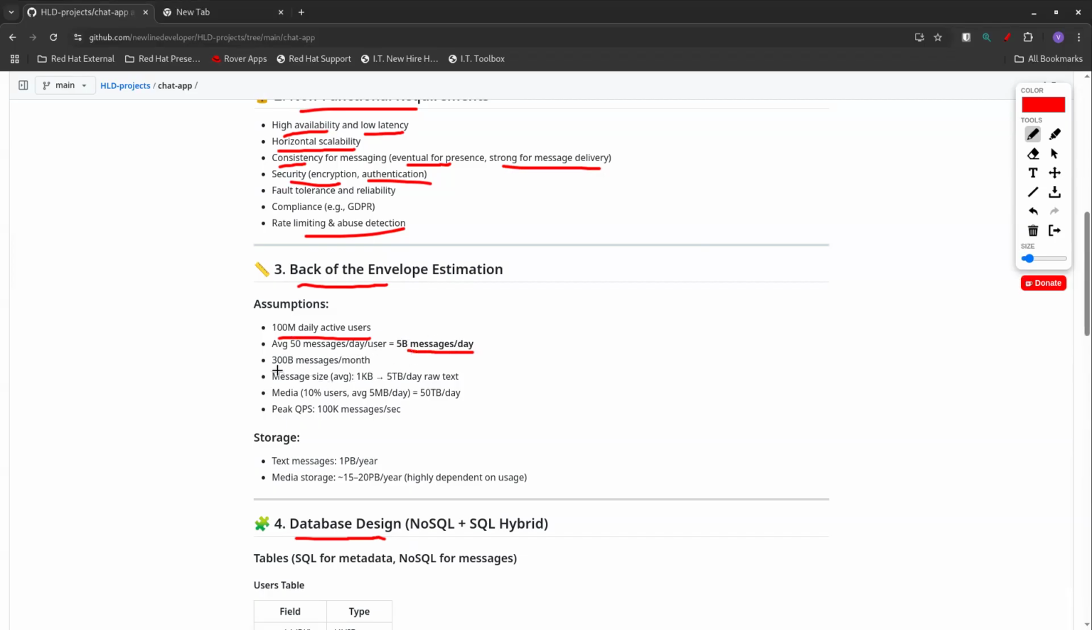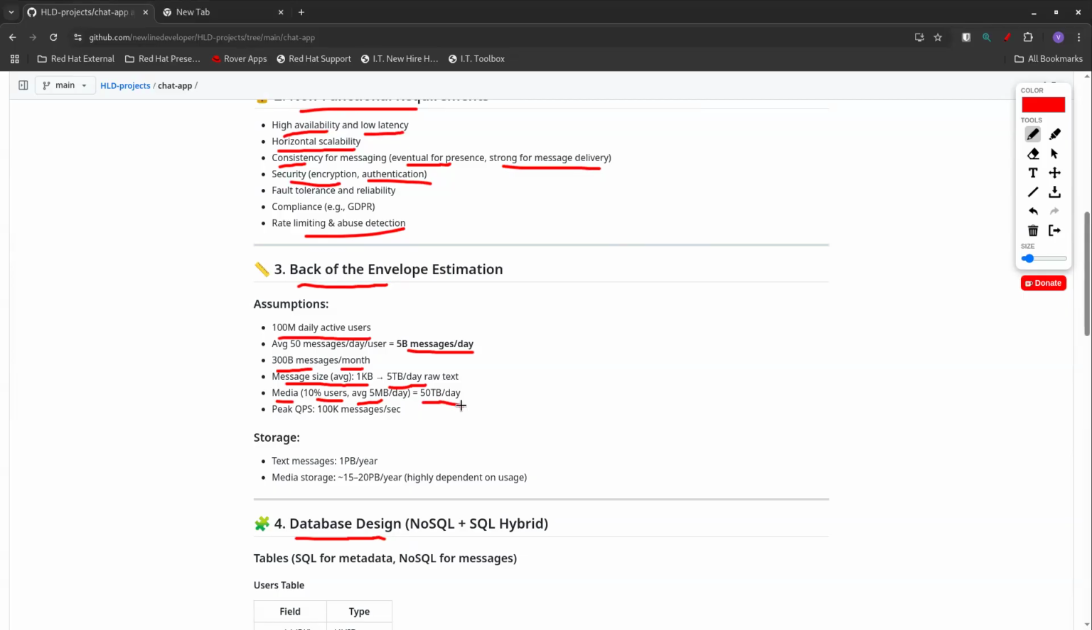So 300 million messages per month, right? And then message size, we can calculate averagely as 1 KB, which is equal to 5 TB per day of raw data for the messages. And then media: 10% of users can send media related content, with an average of 5 MB per day, which is about 50 TB per day. We can estimate it.